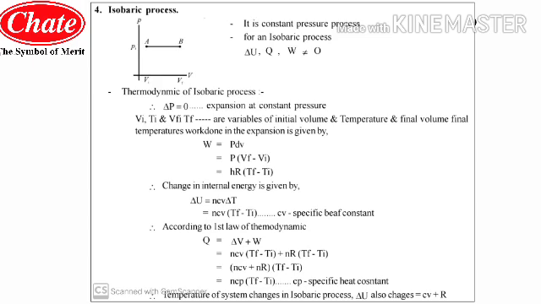The temperature of the system changes in the isobaric process, so ΔU also changes, so Cv plus R will be there. So students, this is the expression for the isobaric process, and we have seen the entire process of how the state changes from the initial to the final. Now we will move toward the next part of this chapter.